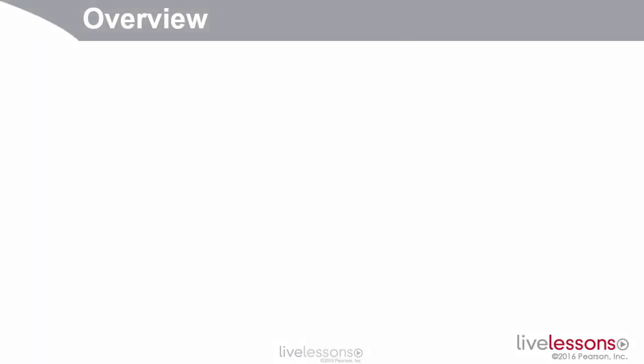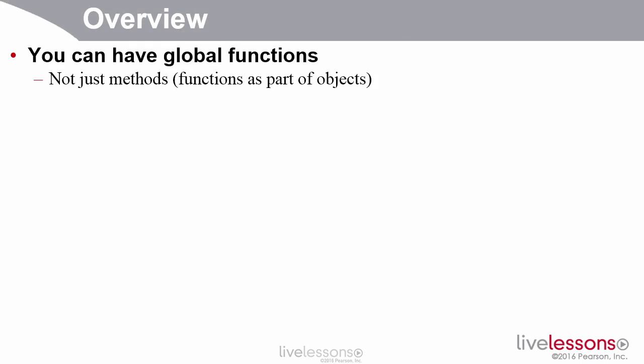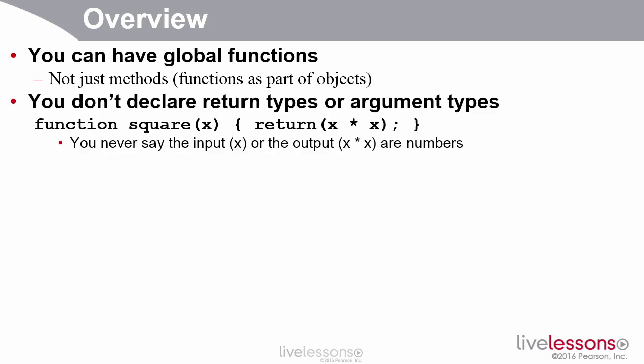Okay, so let's look at a very high level of the general features of functional programming in JavaScript. First of all, you can have global functions, functions at the top level, not just functions that are attached to objects, which other languages call methods. In contrast to many other mainstream languages, when you declare a function, you don't declare types.